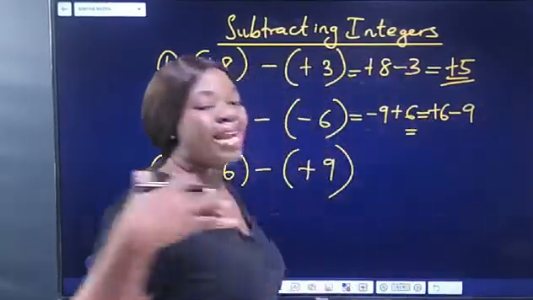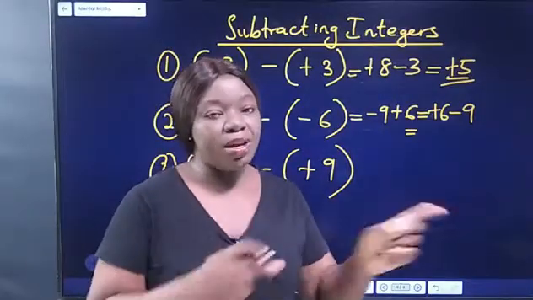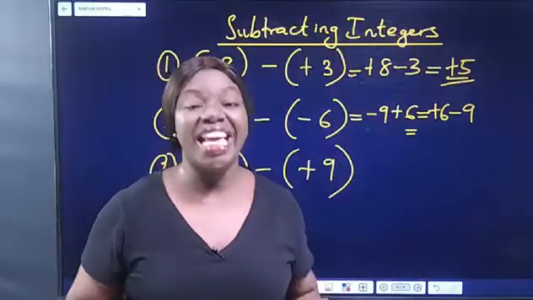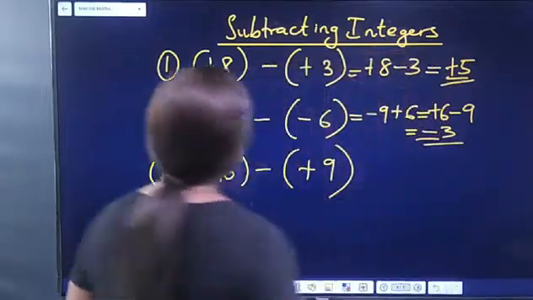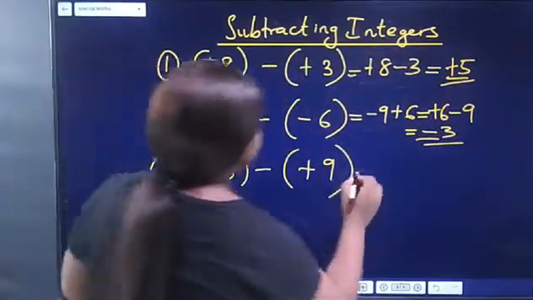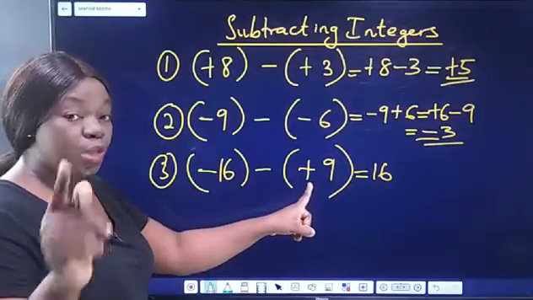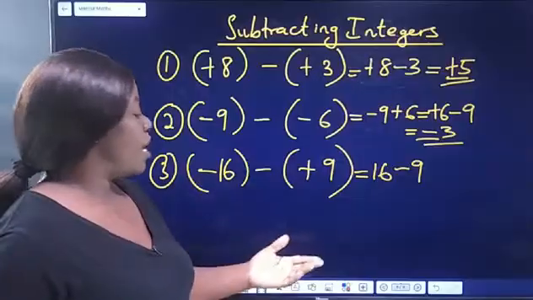So 6 minus 9. Some of you would say it is impossible. If 9 minus 6 is positive 3, then 6 minus 9 will be negative 3. That's minus 3. Now there's the next one. Minus 16. Okay? Minus plus 9. Minus plus will give you negative. That's minus 9. Very easy.